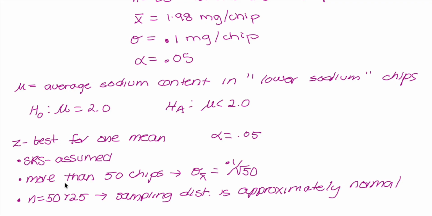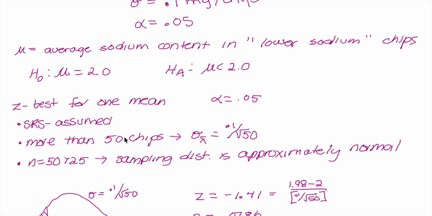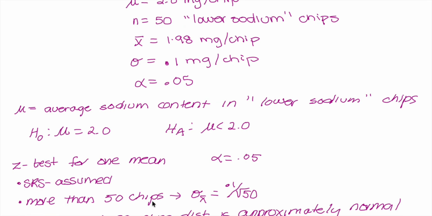Well, there are more than 50 chips, because it should be 500 in here. I'm not sure somehow I wrote it this way, but it should be 500 because we want to know if it's 10%, right? So we are using the sample size of 50, so this should be 500 chips, and there are definitely more than 500 chips. So then the standard deviation will be 0.1 divided by the square root of 50.